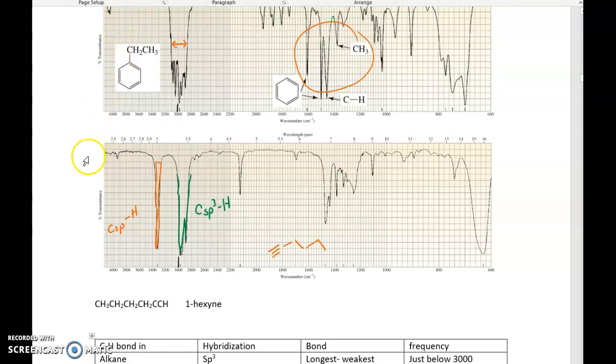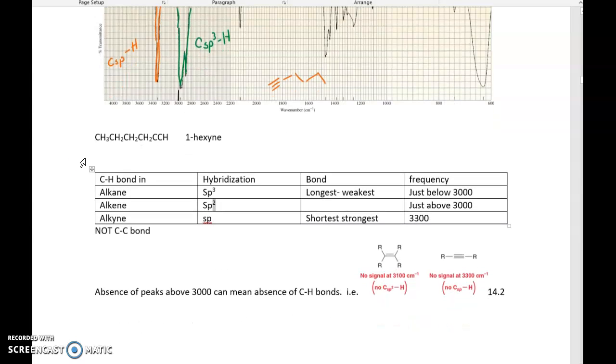So this is our little summary. An alkane has sp3 hybridization. Its bond is the longest and the weakest. The frequency will be below 3000. An alkene is sp2 hybridized, and its frequency will be absorbed just above 3000. An alkyne will have sp hybridization. It's the shortest and the strongest of the three bonds, and it will absorb right around 3,300.